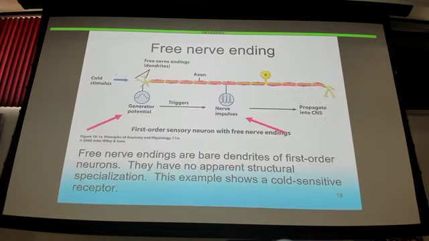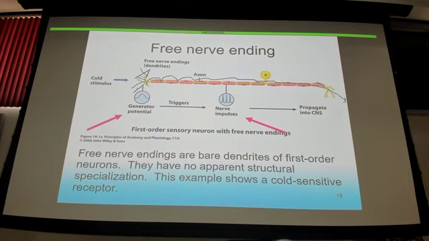So if we look at pictures of the difference, here is a first order sensory neuron with free nerve endings. This would be an example like we're picking up cold sensations. And here are your free dendrites. If you have a large enough stimulus, it will cause a generator potential that hopefully will stimulate an action potential down this axon back to the CNS.